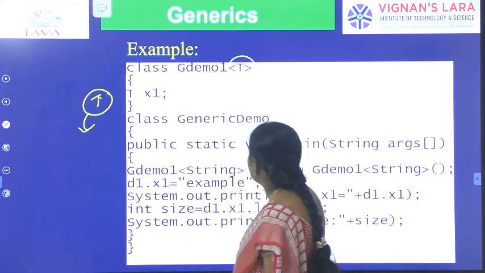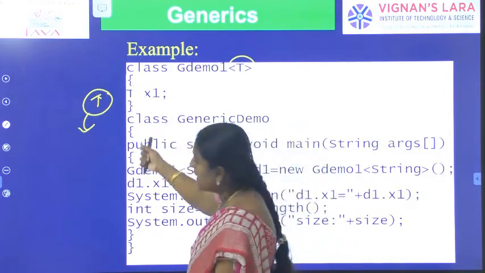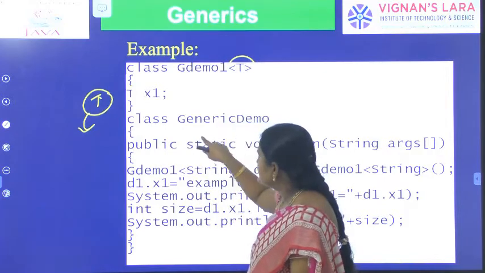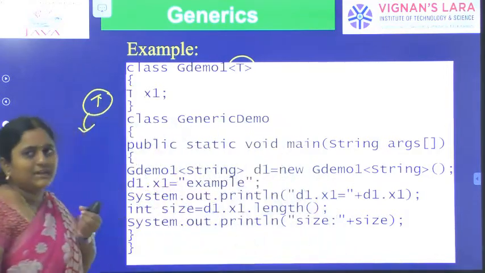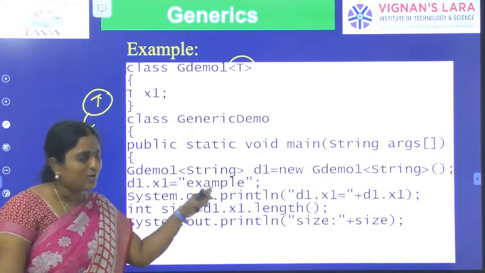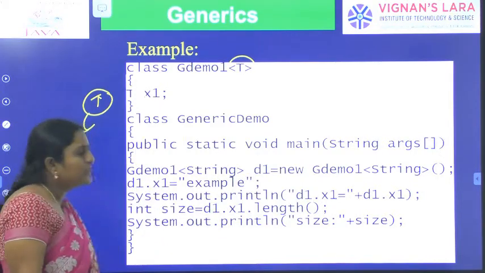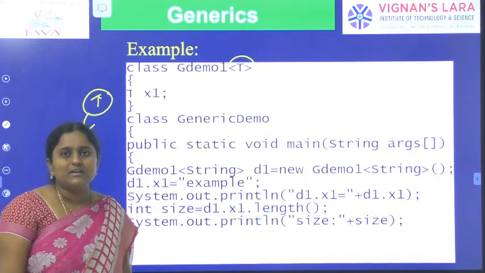Next, I am taking one more class, GenericDemo. What is our class name? GenericDemo. Next is the main method. You already know that the main method has the keywords public static void, and String args array. After that, I am creating an object of the class.